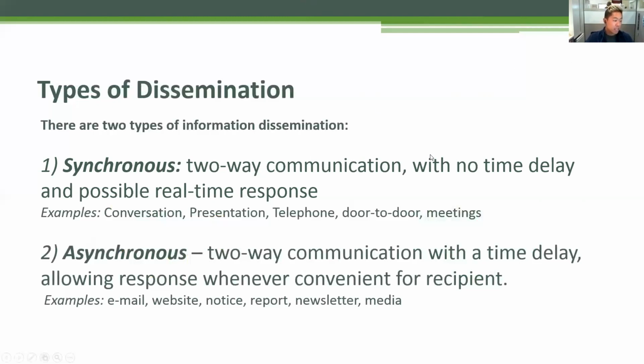An asynchronous type of dissemination is two-way communication with a time delay, allowing response whenever convenient for the recipient. So an email would be an asynchronous way to communicate with someone, a website with information, a notice, a report, newsletter, media. These are all things that are shared one way. And then if someone else would want to get back to you, there would be a time delay.